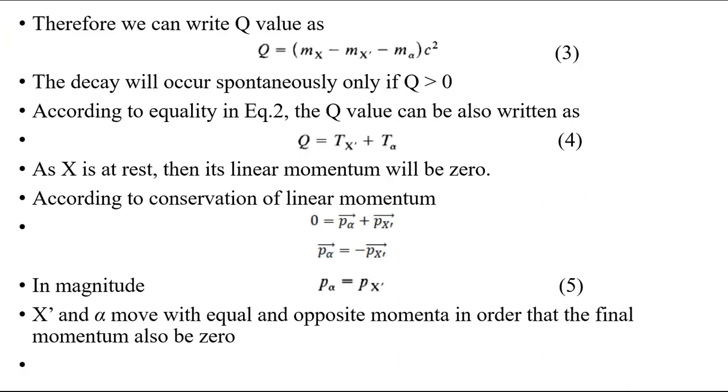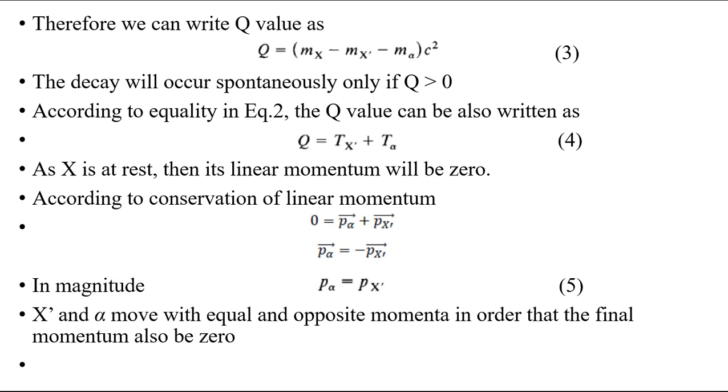By simple mathematics, we can write equation number 2, which is actually the Q value of this alpha decay. So Q value will be equal to the initial mass minus the final mass, and this decay will occur spontaneously if Q is greater than 0. We don't need any threshold energy. From equation number 2, we can also write the Q value in the form of the kinetic energies, such that Q is equal to Tx prime plus T alpha.